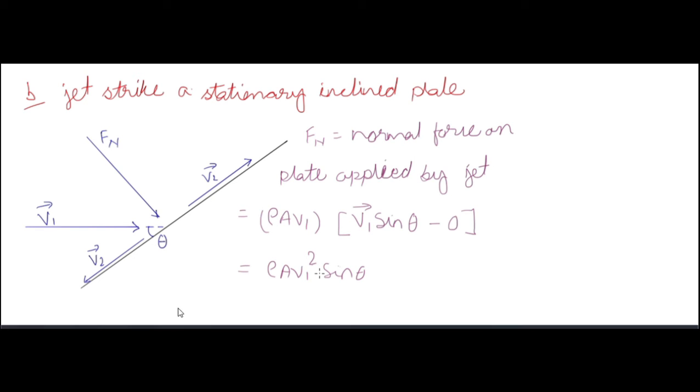Once again rho a v1 is the mass flow rate, a scalar quantity, while this is the vector quantity, means this will show the direction. Okay, so direction is v1 sine theta, means the normal direction Fn. So the normal force on the plate applied by the jet is equal to rho a v1 square into sine theta.